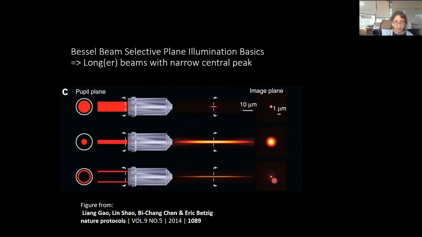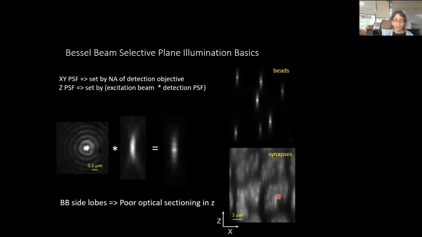But Bessel beams have a huge drawback, which is also very well known, which is that only about half the light is in that central core that we really want to do the imaging with, and the rest of it is in these side lobes. And so those are going to create an optical sectioning problem, which I've illustrated here.